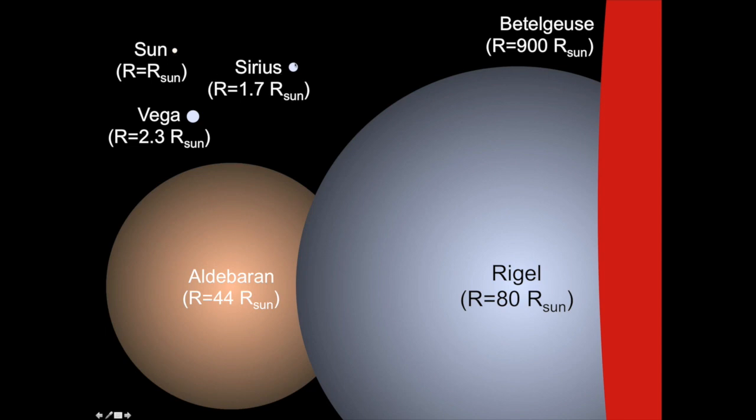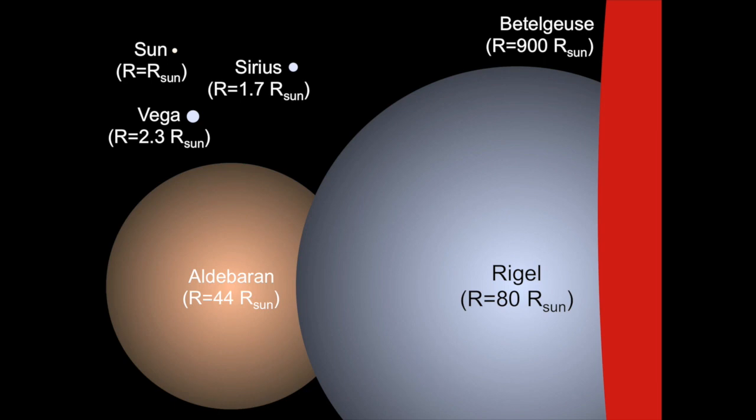Sirius, the dog star, the brightest star in the winter sky, is about 1.7 times the radius of the Sun, but it's much hotter than the Sun. It's got a temperature of about 10,000 degrees Kelvin, which is, in round numbers, about 2 times hotter than the Sun.